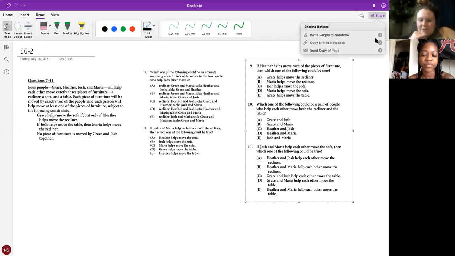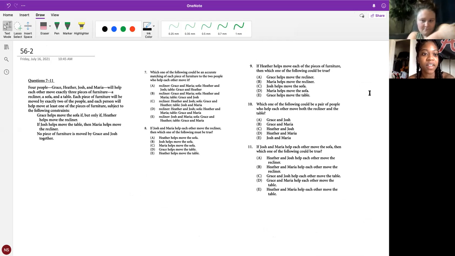Okay, so what's going on so far? You've got four people moving three pieces of furniture. Each piece will be moved by two people, and each person is going to help move at least one. All right, so how would you set this one up?